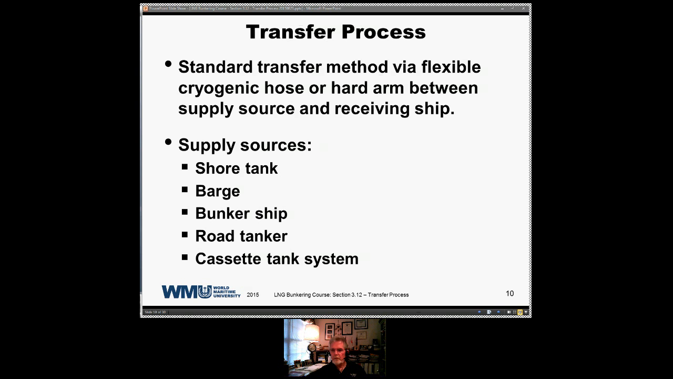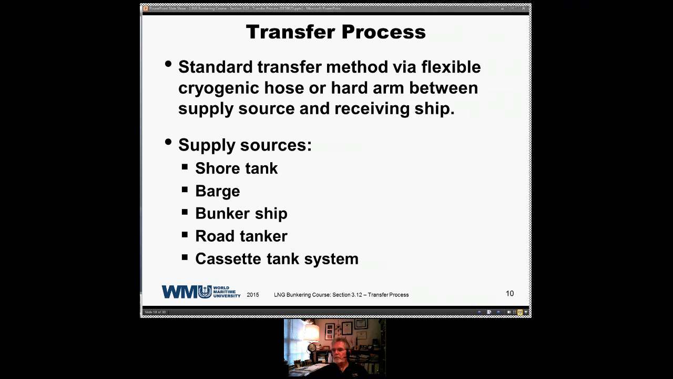Several hundred of these transfers have been conducted on a routine basis, and flexible cryogenic hoses are used for this particular type of transfer. At terminals, though, you're going to find a hard arm connection between the supply and, for a ship going into a terminal, the supply source is the ashore tank. For vessels going into a bunkering operation, the supply source could be a shore tank, and the loading process could be through a hard arm. It also could be through flexible hoses.